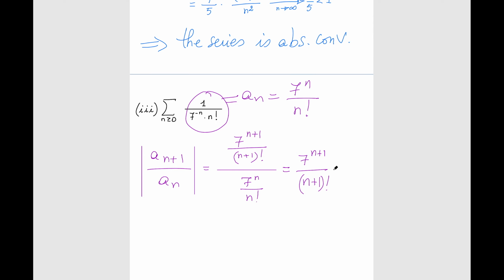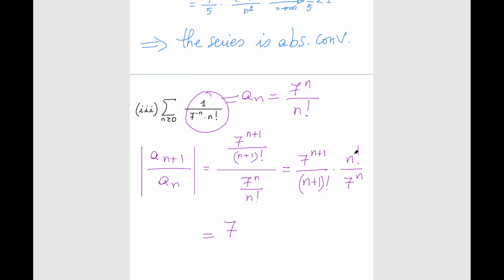And that means 7^(n+1) over (n+1) factorial, times n factorial divided by 7^n. It's just algebra, okay? Again, because we are dividing by this, which means multiplying by the reciprocal of that. Simplify here. If you simplify 7^(n+1) and 7^n, you only get 7 upstairs.